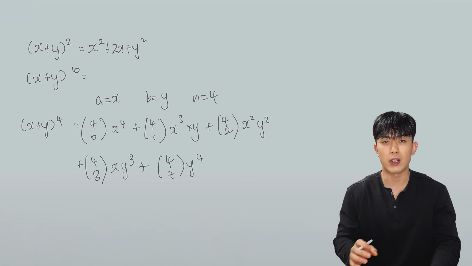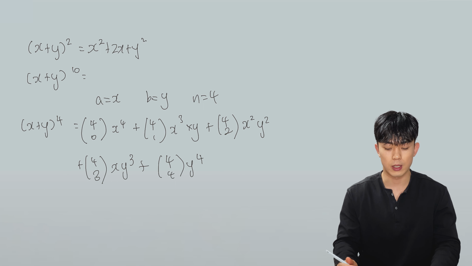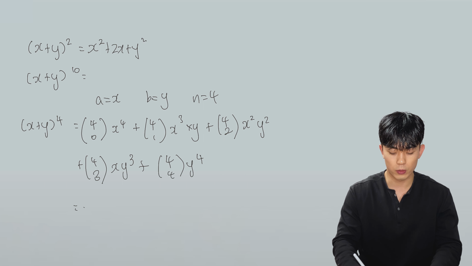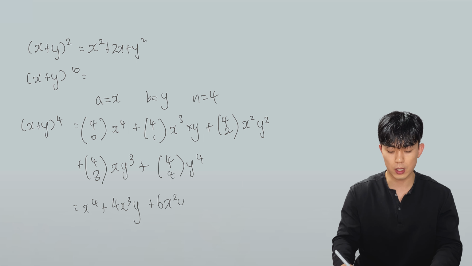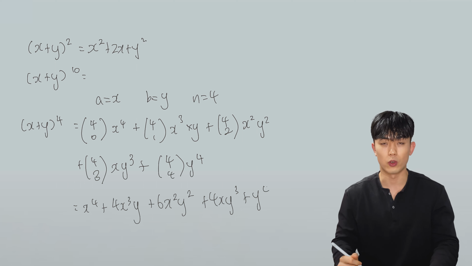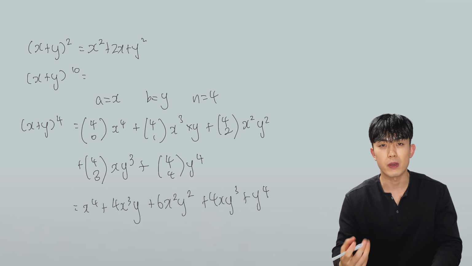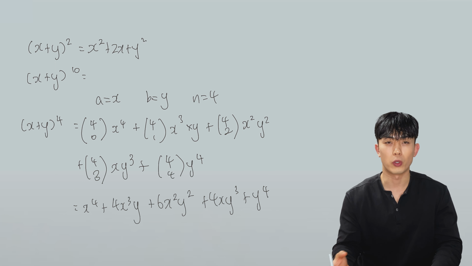So as I said, you just have to follow this equation. And now you just have to simplify it. So this will be x to the power of 4 + 4x cubed y + 6x squared y squared + 4xy cubed + y to the power of 4. So the binomial expansion can be used when we want to expand a bracket raised to a certain power. Okay, so let's take a look at another example.